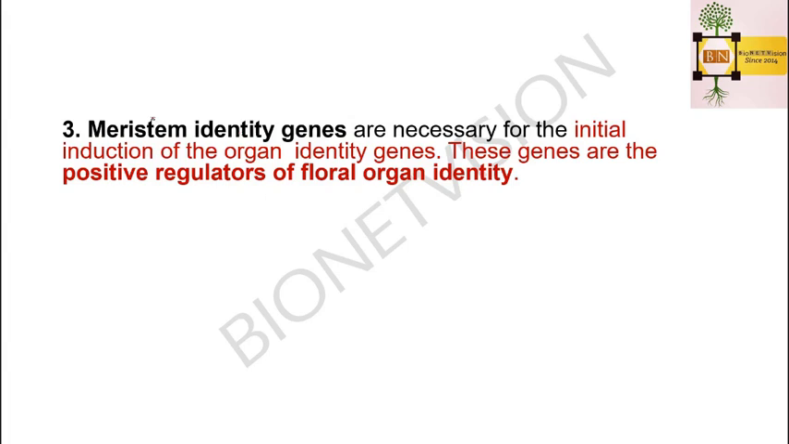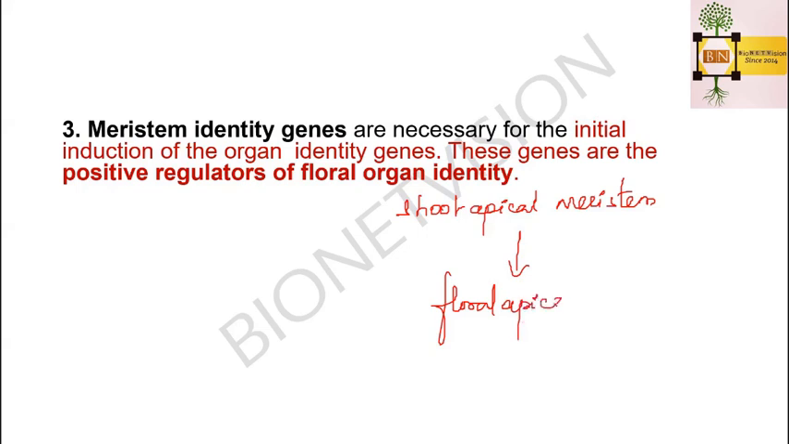The next gene, very important, is the meristem identity gene. I'll tell you the example, but first know what a meristem identity gene is. This meristem identity gene helps in the transition from shoot apical meristem to floral apical meristem. Clear? I'll tell you the examples of all three genes.